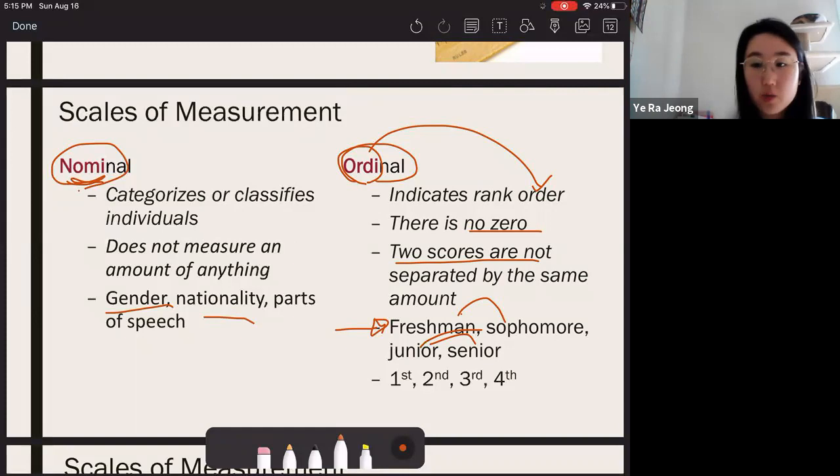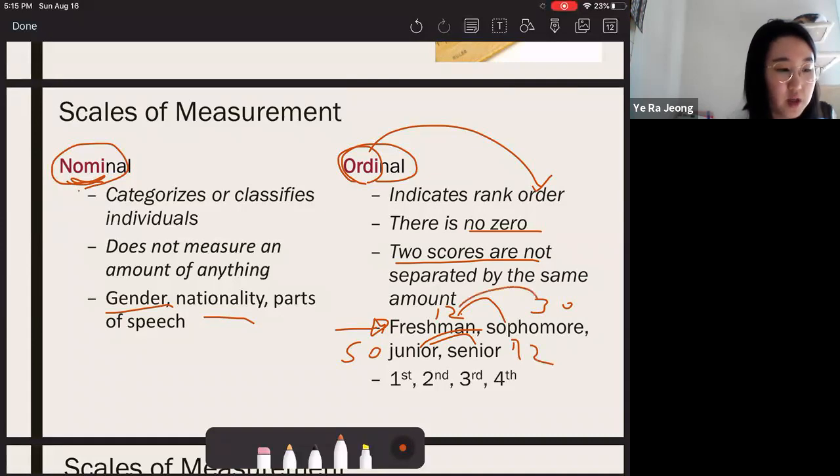And let's say you're a freshman and you have taken 12 credits so far. You're a sophomore and you've taken 30 credits. You're a junior, you've taken 50 credits, and you're a senior, you've taken, let's say, 72 credits. And you see the distance from one category to another, it's not equal distance. And same thing with your rank in a race.